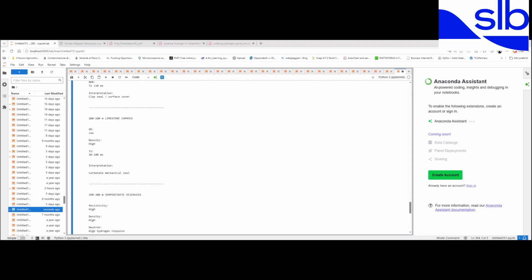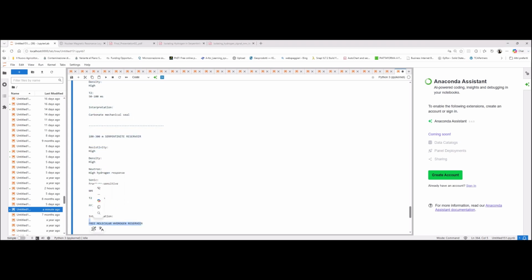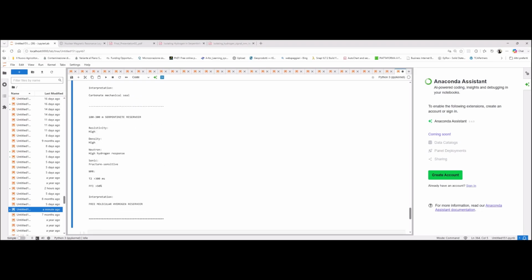This is the integrated for the limestone cap rock. You have interpretation carbonate mechanic seal, T2 relaxation between this value, high density, GR value, gamma ray value is low. For serpentinite rocks you have high density, high resistivity, sonic fracture lifts, and FFI measured greater than 50%. Interpretation is free molecular hydrogen reservoir. So we go on to the project.